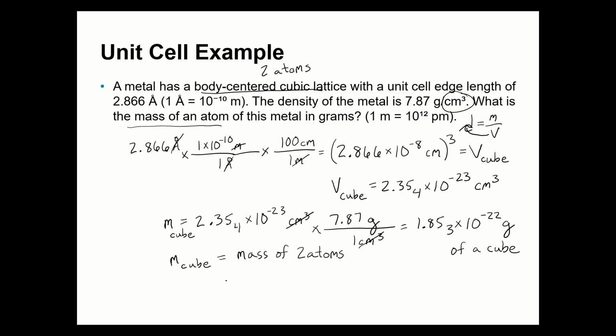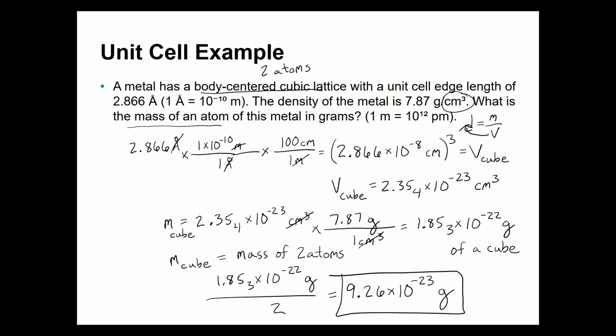So we'll take that 1.853 times 10 to the negative 22nd grams and divide that by 2 to get our final mass of a single atom. Now we can finally round it to 3 sig figs, so that's 9.26 times 10 to the negative 23rd grams.